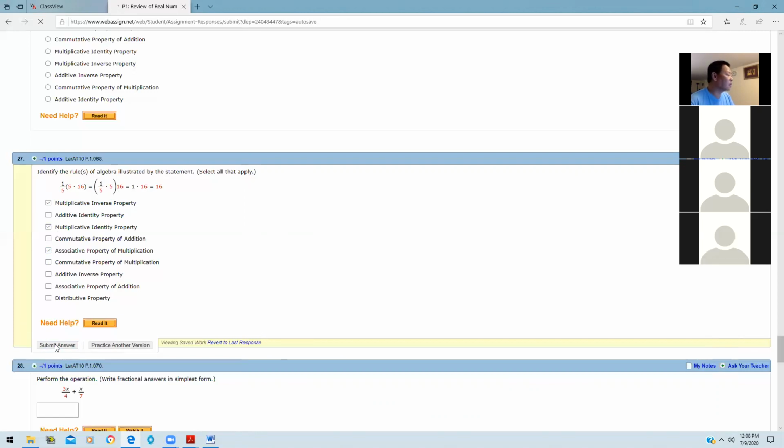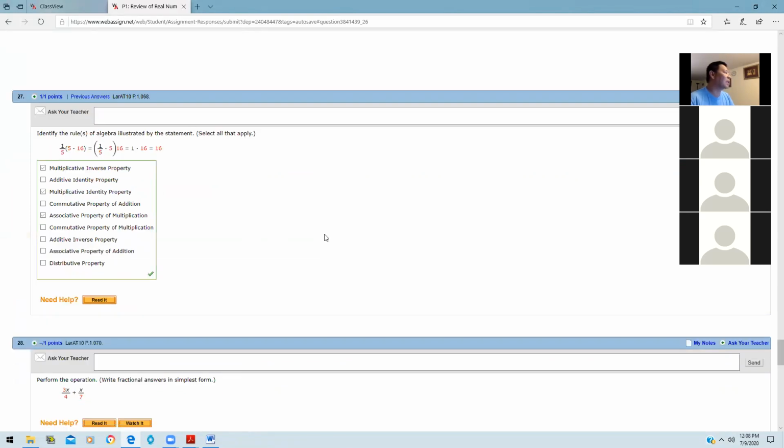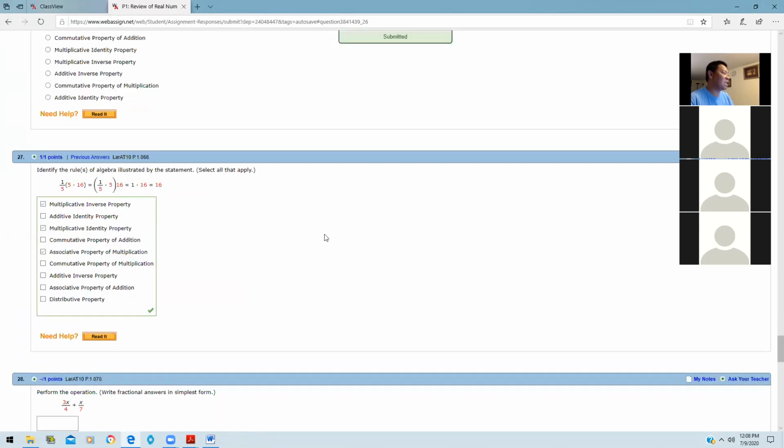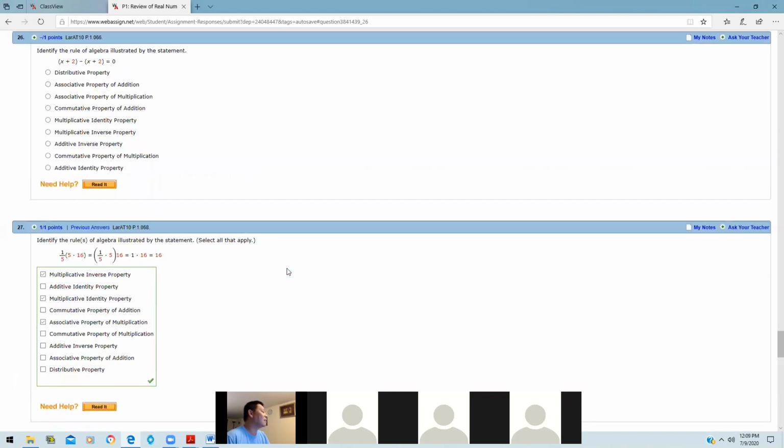I think I took all three of those and it still would not accept that it was correct. Can you send me an email? Yeah, just ask your teacher and I can take a look at it. Make sure it's multiplication, not addition. Maybe your question might be a bit different from mine. So send me an email, then I can look at it. Just click right over here, ask your teacher, and then I will look at what you got. Okay. All right.